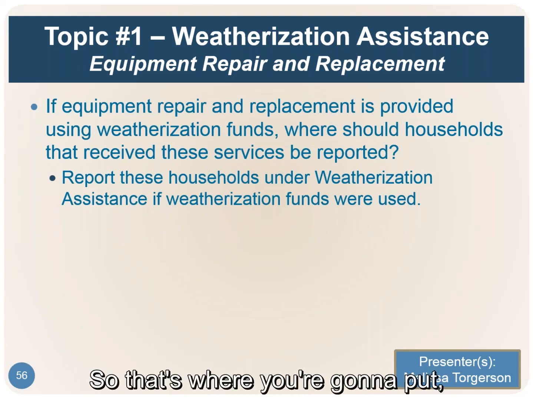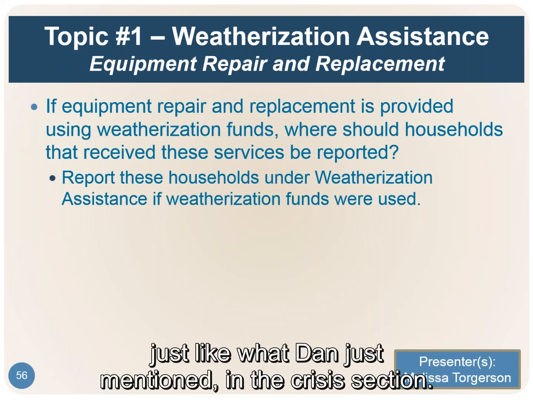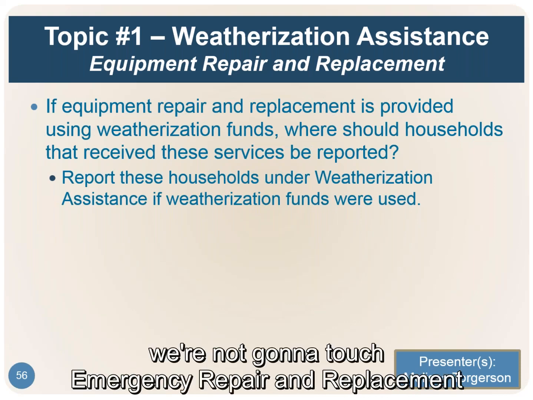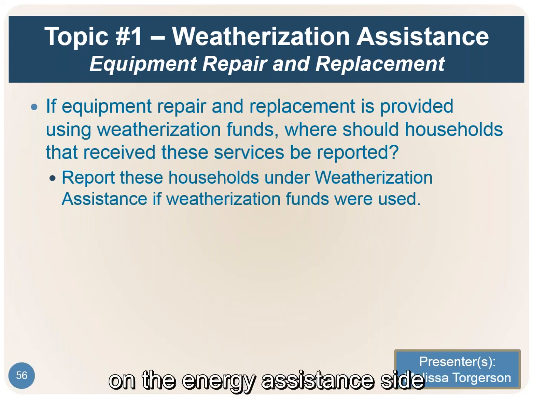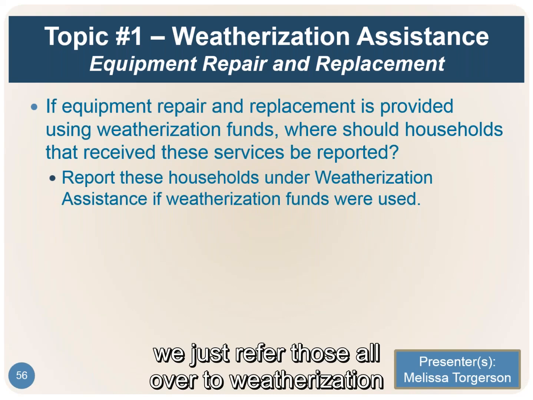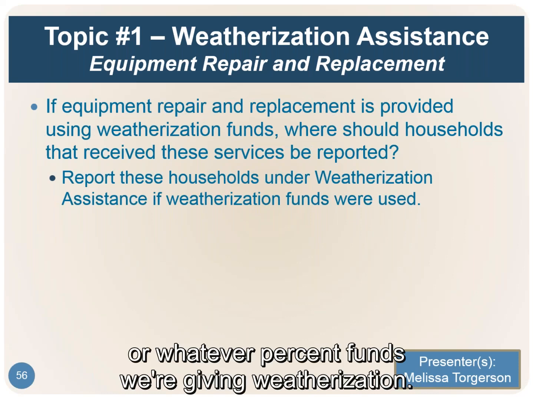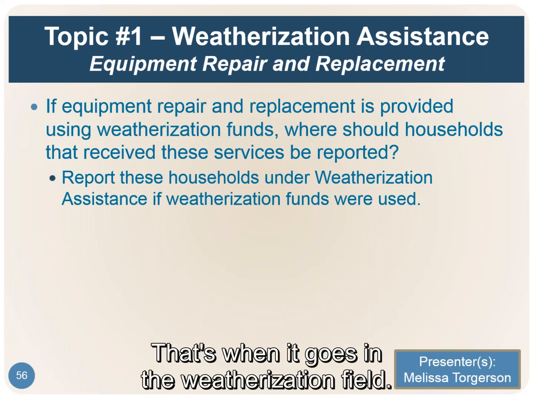And so that would be under the energy assistance block of funds. And so that's where you're going to put, just like what Dan just mentioned, in the crisis section. But some of you say, look, we're not going to touch emergency repair and replacement on the energy assistance side. We just refer those all over to weatherization, and they're covered within that 15% of funds, or whatever percent of funds we're giving weatherization. That's when it goes in the weatherization field.